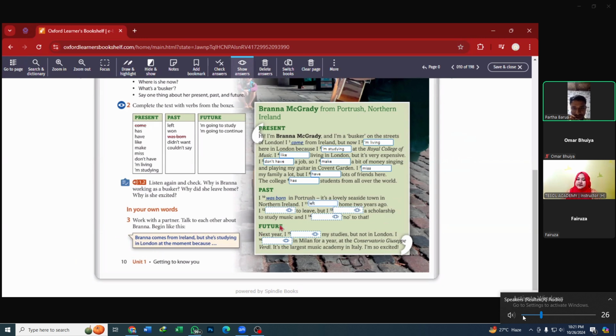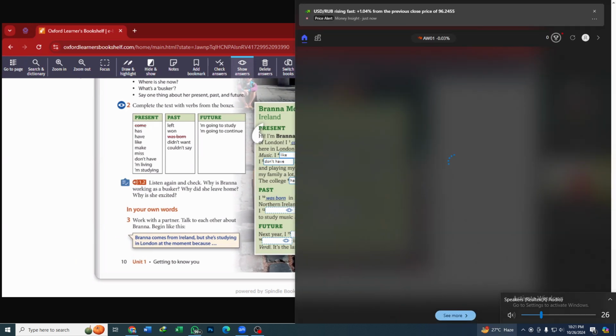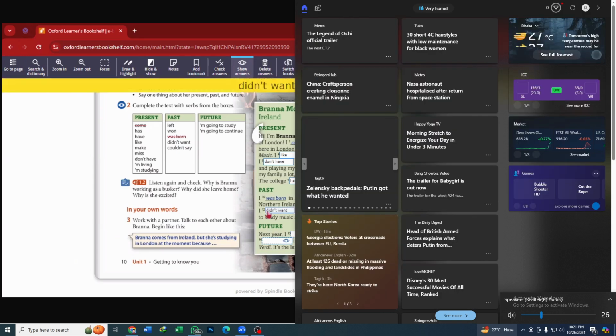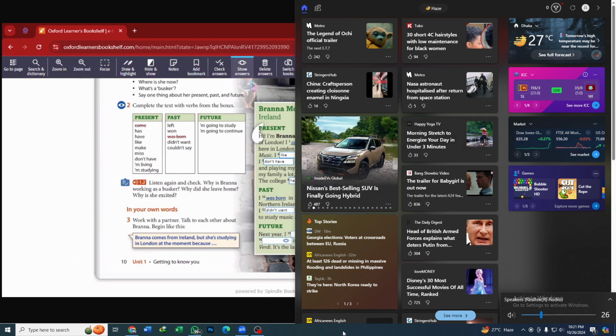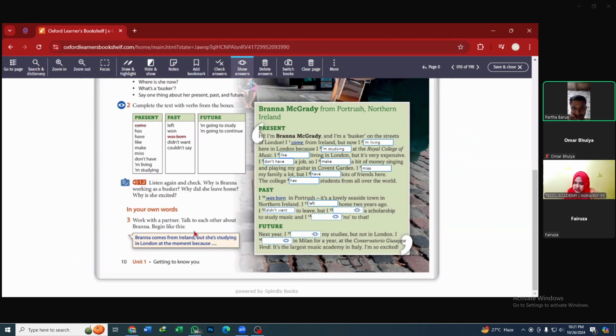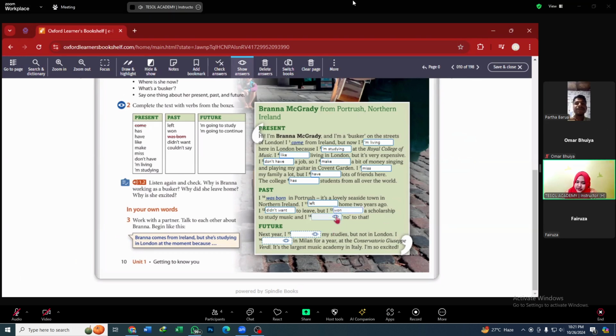I didn't want to leave, but I own a scholarship to study music. Mr. Partho, it's I didn't want, not I don't want. See, it is didn't, did not, so past tense. This one, number 12: I didn't want to leave. I didn't want to leave, but I own a scholarship to study music, and I couldn't say no to that. Very good.